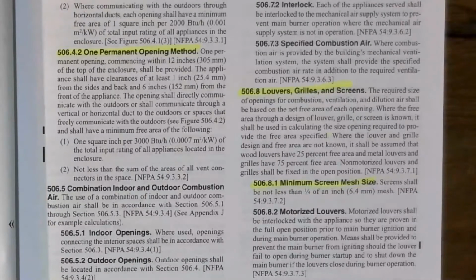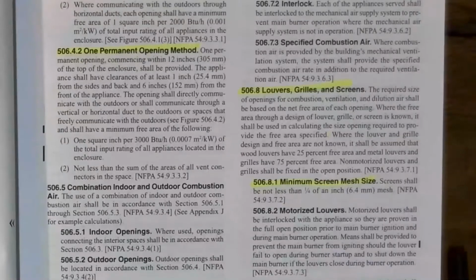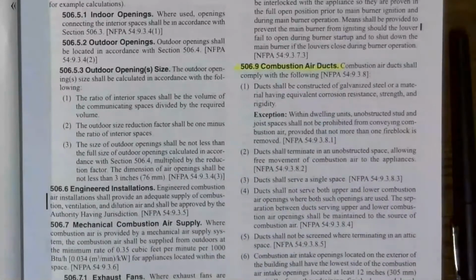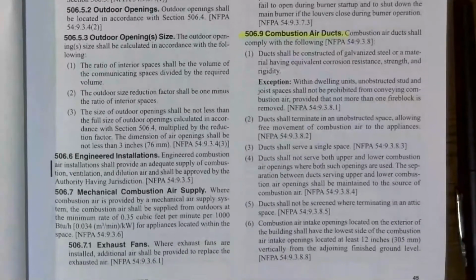Minimum screen mesh size. Screens shall be not less than 1/4 of an inch mesh. So all of these louvers have to have a screen, okay? And this screen is going to be 1/4 of an inch mesh. However, let's take a look at combustion air ducting. They have to comply with 506.9. Everything needs to be in compliance when you're doing combustion air ducts here.